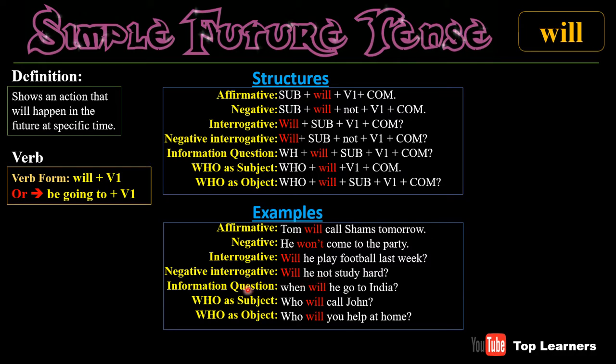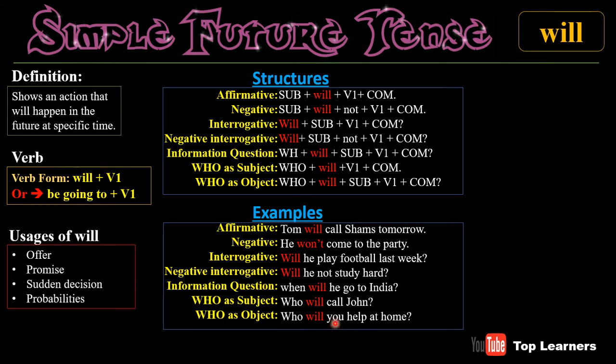For an information question, I use a WH word at the beginning, like when, and then we can use the other structure. When will he go to India? Why will he go to India? How will he go to India? And so on. If I want to know about the doer of an action in the future, I use who as the subject: who will call John? And if you want to know about the receiver of an action in the future, or who as the object, you can use this structure: who will you help at home? One thing which is very clear: if you ask about who as the object, we have the subject already.